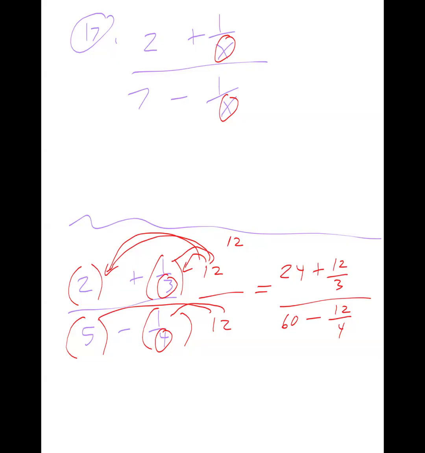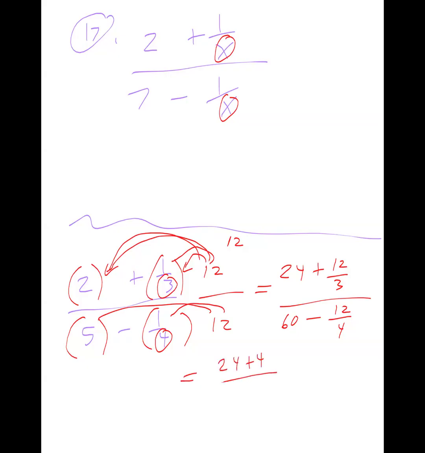Why did the bottom not change? Because this is technically 12 over 1. So there's like an invisible 1 in the bottom, and 1 times 3 is still 3. So far it looks worse, not better. But guess what though? 12 is the kryptonite of the 3 because 3 goes into the 12 and it gets rid of the 3. So how many times does 3 go into 12? 4 times. So we're just left with 24 plus 4.